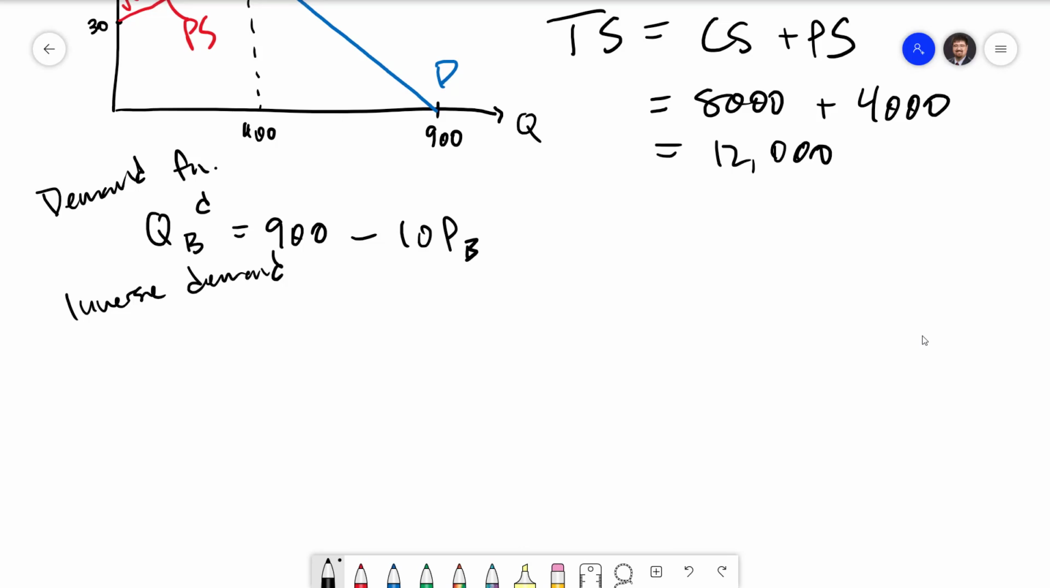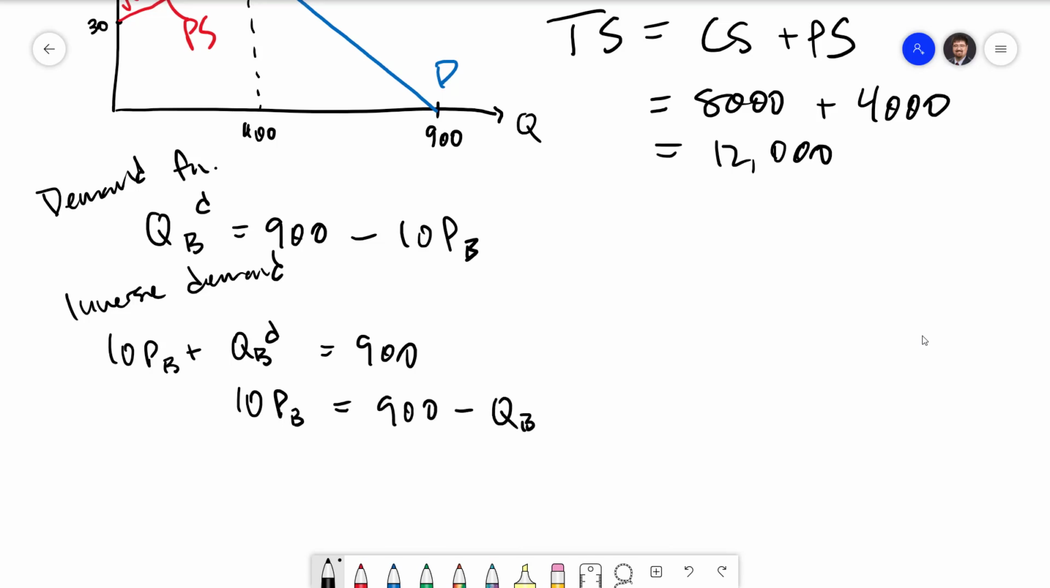all we need to do is solve this thing for PB. So I'm going to add 10 PB to both sides. That's going to give me 10 PB plus QBD equals 900. Now I'm going to subtract QBD from both sides. It's going to give me 10 PB equals 900 minus QBD. And now divide both sides by 10. This is going to be our inverse demand function. Now this is a very common mistake, so be careful here when we're dividing both sides by 10. We need to divide every single term by 10. So 900 divided by 10 is 90. QBD divided by 10 as well.